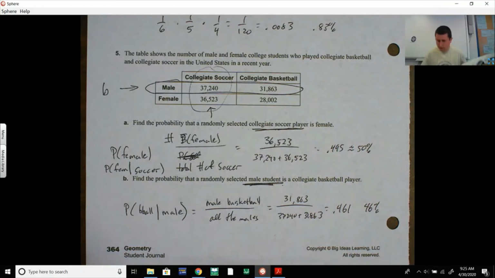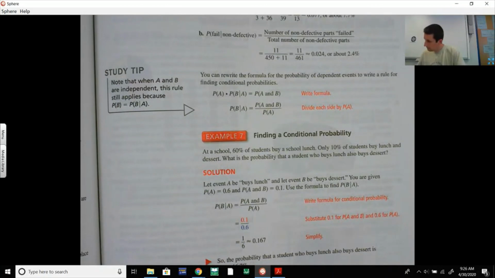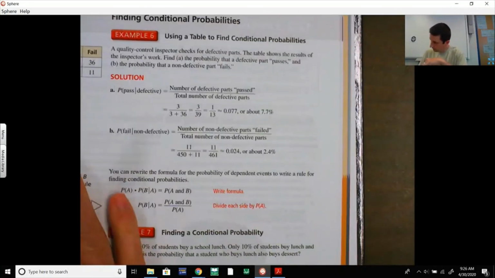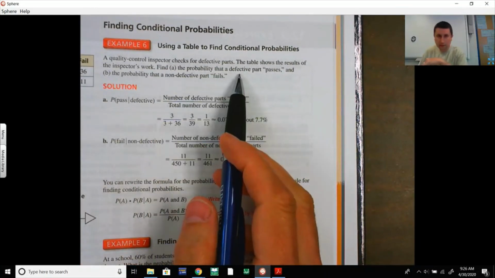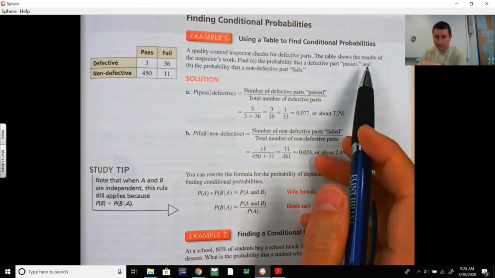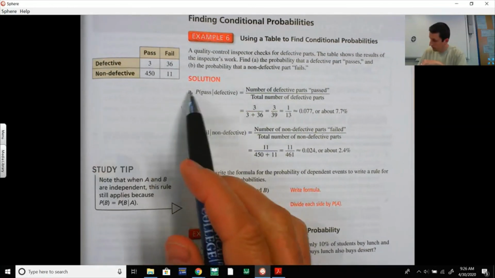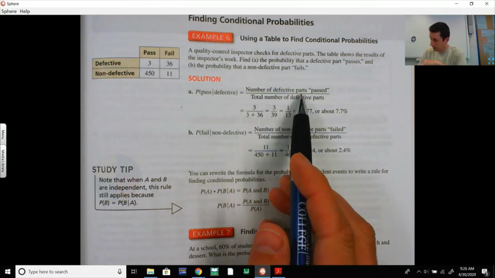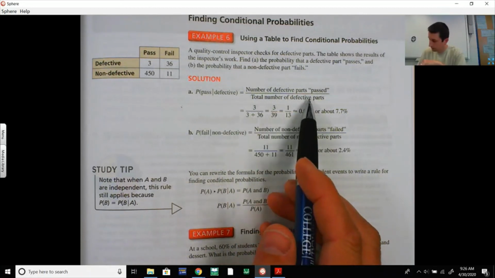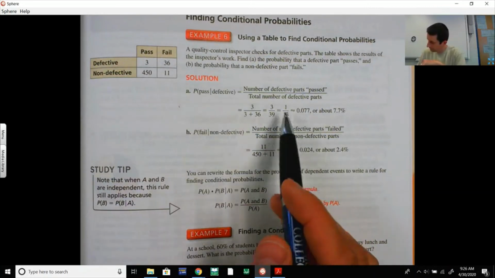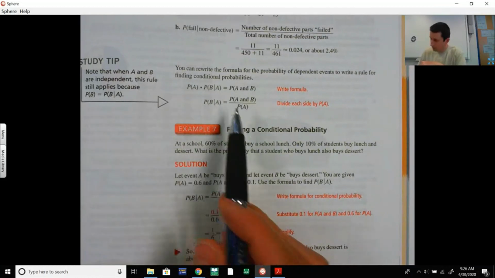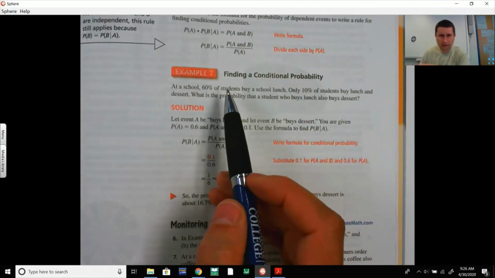Okay, couple other examples from the textbook just to talk through. The example 6 is similar to what we just saw here. So here the probability that a defective part passes. So they want the probability that it's a passing defective part. So the number of defective parts that passed over the total number of defective parts. So 3 out of 39 is what they got there. You look over that example. This formula here comes into play. These kind of have weird wordings.